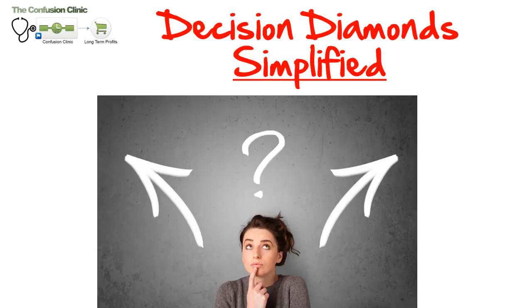One of the most common ways to confuse yourself in Infusionsoft and actually break your campaign sequences is by using decision diamonds incorrectly. It's very easy to make mistakes with decision diamonds, so I'm going to give you a way of simplifying your decision diamonds today that I think you might find useful.